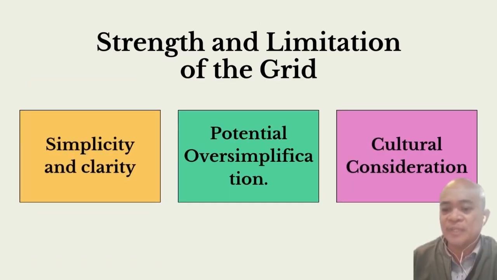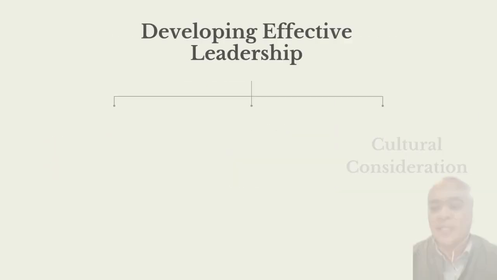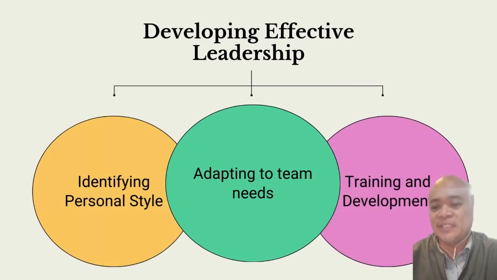While the Blake-Newton managerial grid offers significant strengths such as clarity and ease of use, it also has limitations. Its simplicity can lead to oversimplifying complex scenarios, ignoring the nuances that characterize individual leadership behaviors. Furthermore, cultural considerations must be taken into account, as the grid may necessitate modification to resonate effectively with diverse organizational environments and expectations. Developing effective leadership begins with the identification of personal leadership styles, allowing leaders to embrace self-awareness and derive insights that can enhance their effectiveness.